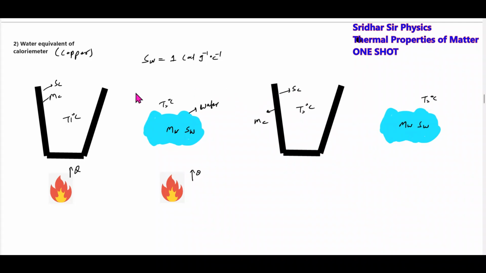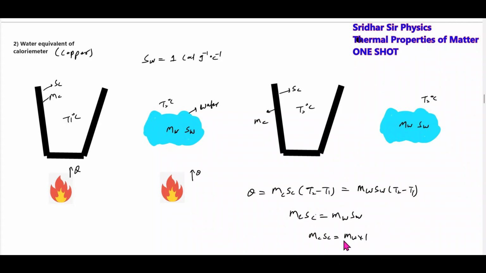So what is the Q supplied? Mass of calorimeter, specific heat of calorimeter, (T2 minus T1) should be equal to mass of water, specific heat of water, (T2 minus T1). Therefore the mass times specific heat equals this much, and the specific heat of water is 1. So this is nothing but the equivalent amount of water. This is called the water equivalent of the calorimeter, in grams. Where mass of calorimeter times specific heat of calorimeter appears, you substitute the water equivalent of the calorimeter. There's a small idea.